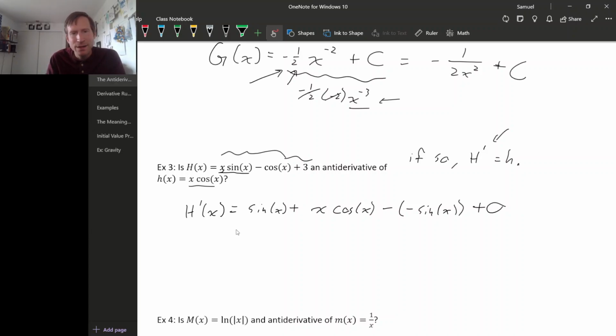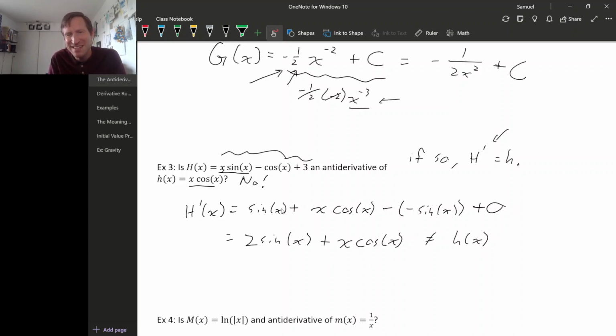Okay, so it looks like things were looking good at first because we got this x cosine x part, but we ended up with these signs, instead of canceling, in fact, since they're both positive, they add to each other, and we get 2 sine x plus x cosine x. And this is not little h. So the answer to this question is no, right? Because the derivative of capital H is not equal to little h.